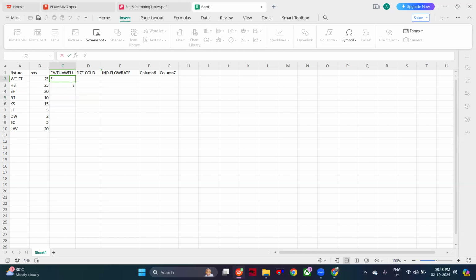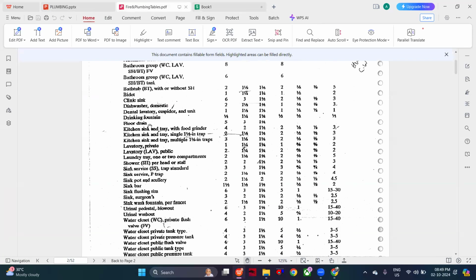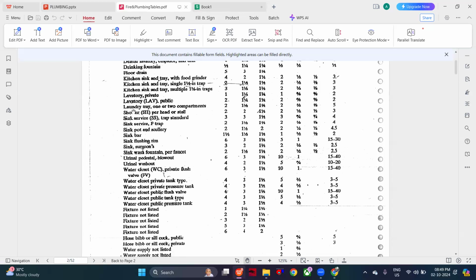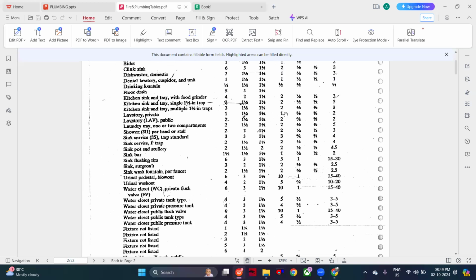One more thing. Here you have to multiply 5 with the number. Actually, we have a hose bib. Now shower head. Let's take that. Shower. Yes, shower. Shower is 2.